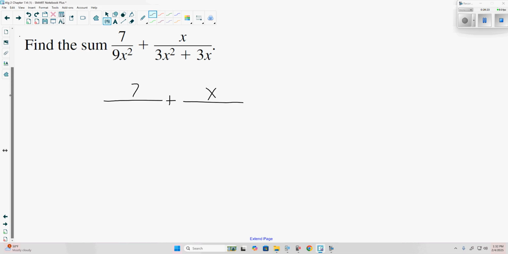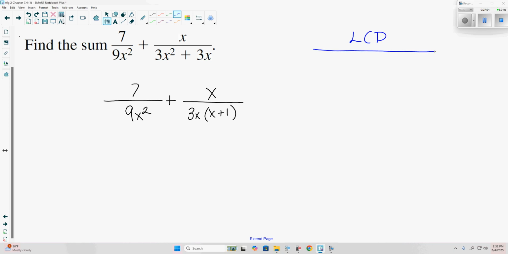Now, out of these two denominators, one of them is a little bit nicer to factor than the other. And that's the 9x squared. Because that's it. I mean, we can't factor it any further than just 9x squared. Now, the other one, our 3x squared plus 3x, has a greatest common factor of 3x. And we can factor it out of those two terms, giving us 3x times x plus 1.